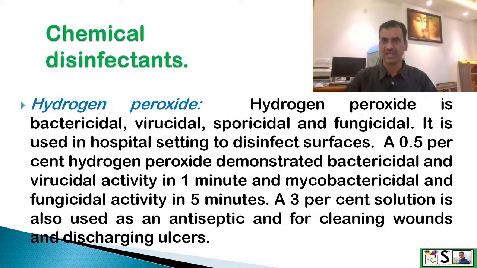Hydrogen peroxide. Hydrogen peroxide is bactericidal, virucidal, sporicidal and fungicidal. Means the spectrum is very wide. It is used in hospital settings to disinfect the surfaces. A 0.5% hydrogen peroxide demonstrated bactericidal and virucidal activities in 1 minute. Only 1 minute contact time is sufficient. And mycobactericidal and fungicidal activity in 5 minutes. A 3% solution is also used as antiseptic and for cleaning the wounds and discharging ulcers.